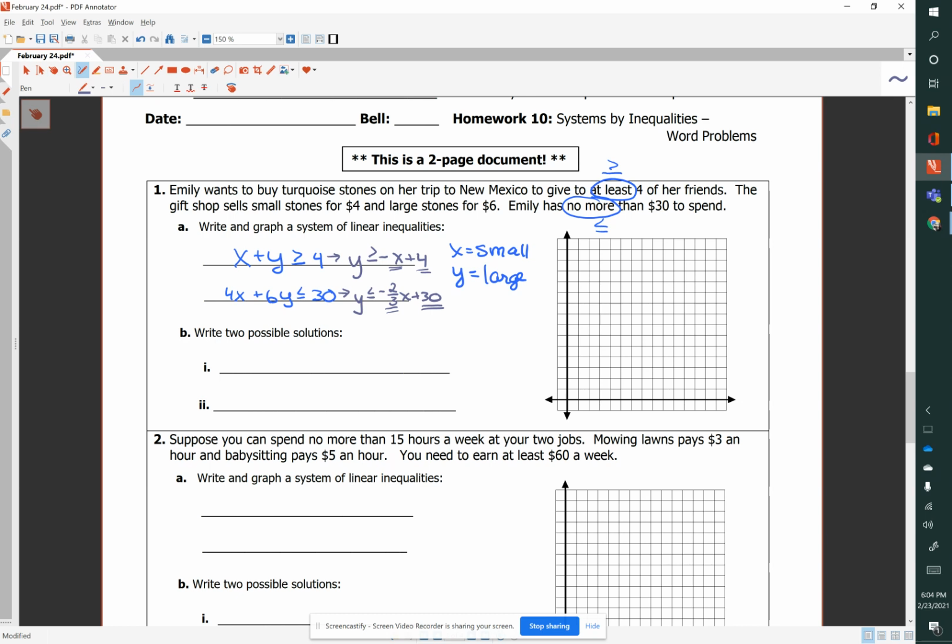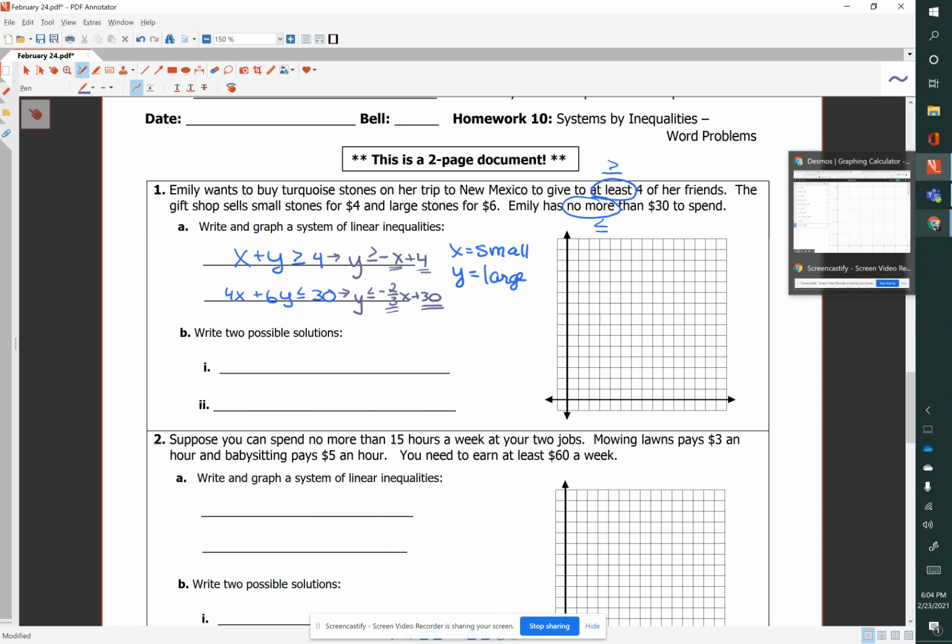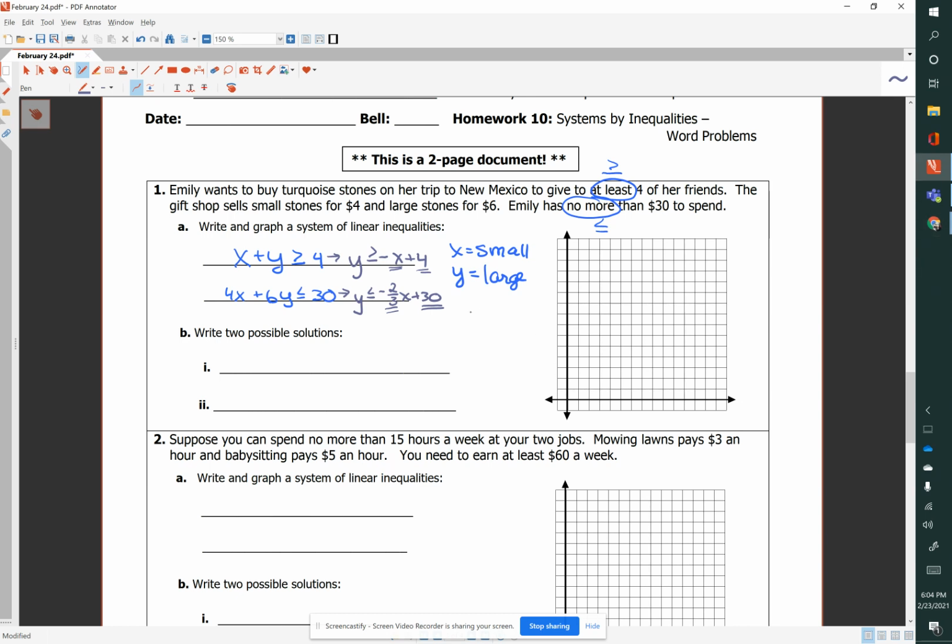So then we're asked to write two possible solutions. So let's go over to our Desmos. Now remember, if you were to graph this problem, you would have to think carefully about the intervals. So remember, the x-axis are the small stones. The y-axis is the large stones.